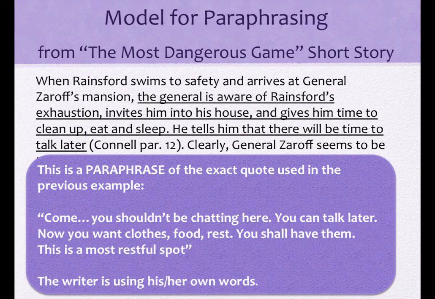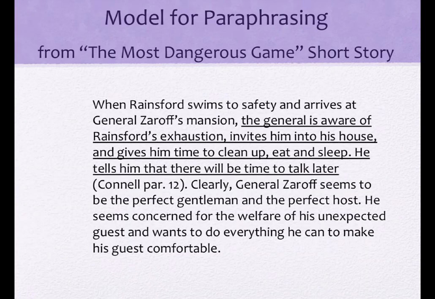Let's compare the paraphrase to the actual quote. Up above, underlined, is the paraphrase. The general is aware of Rainsford's exhaustion, invites him into his house, and gives him time to clean up, eat, and sleep. He tells him there will be time to talk later. That's the paraphrase. The exact quote is in the purple. The quote was, "Come, you shouldn't be chatting here. You can talk later. Now you want clothes, food, and rest. You shall have them. This is a most restful spot." You can see that the writer took the ideas and used his or her own words to express it in a different way. Here it is all together.